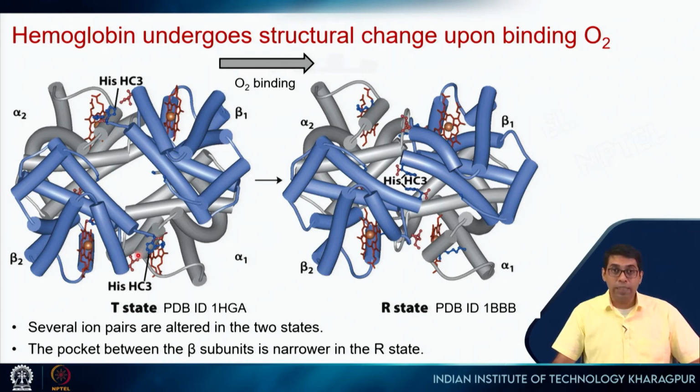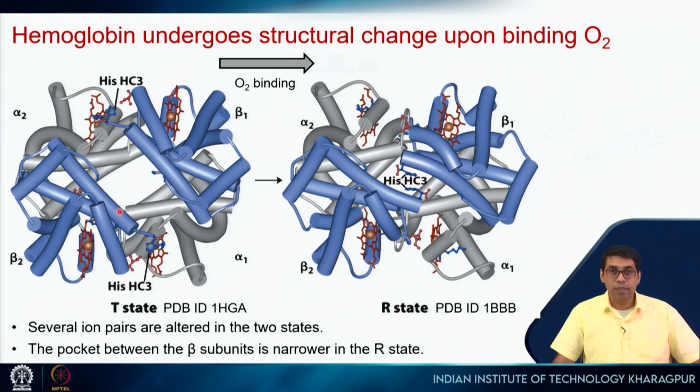Hemoglobin has lower affinity for oxygen in the T state and higher affinity for oxygen in the R state. Also, oxygen binding shifts the equilibrium from the T state to the R state. So what is the difference between these two? There are all these different ion pairs, or actually electrostatic interactions between different amino acid side chains. These are present in the T state, which are not there in the R state.